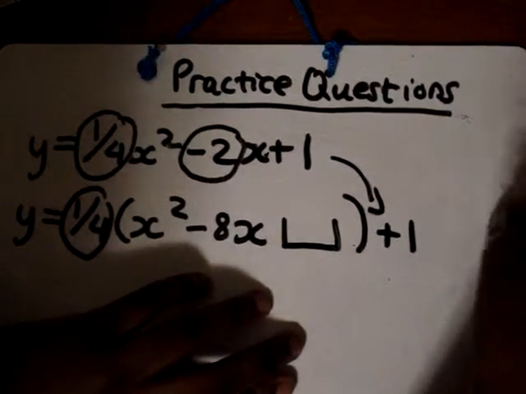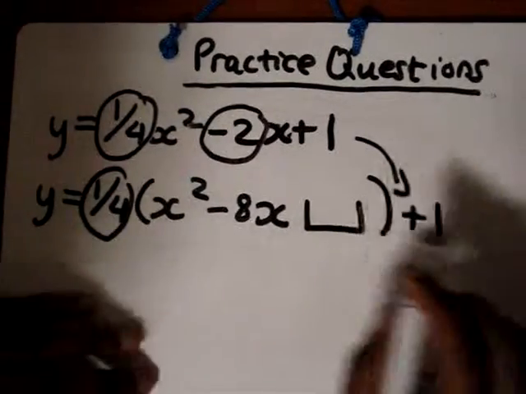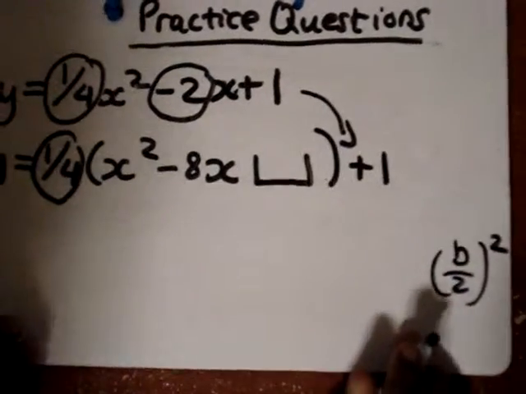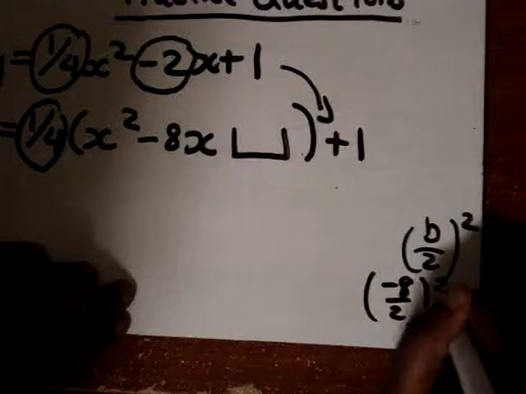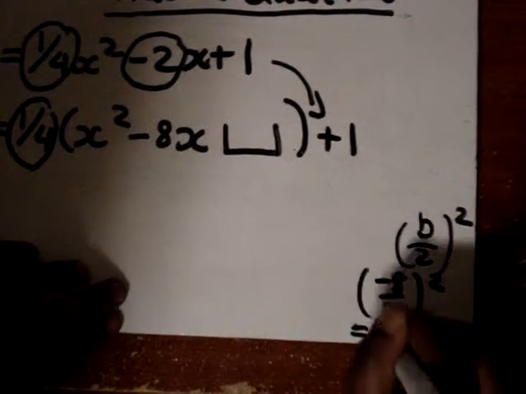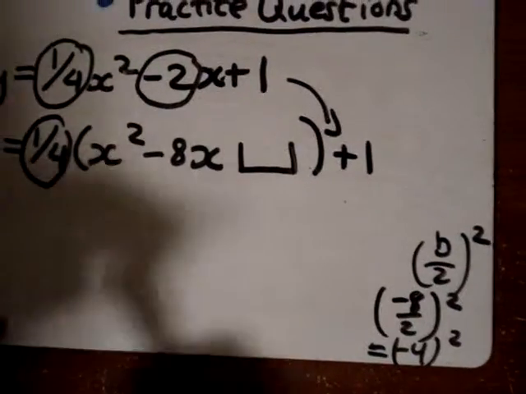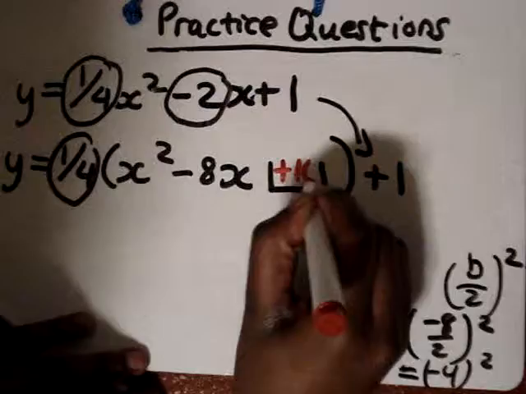Once again, we're just going to erase this. To get your magic number, you know the formula, b divided by 2, squared, right? So we say -8 divided by 2 is equal to -4, squared, and that would equal 16. And your new magic number is positive 16.